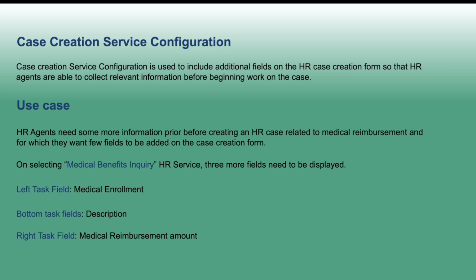For example, if you are selecting an HR service and you need some more information to be filled in before creating the HR case. We have seen earlier how to add more fields on case detail section, but in some scenario we need more information prior to case creation. But at the same time, we don't need to display those fields always, and we require those fields to be displayed based on a specific HR service selection. And when we select that HR service, additional fields will get displayed in the case detail section.